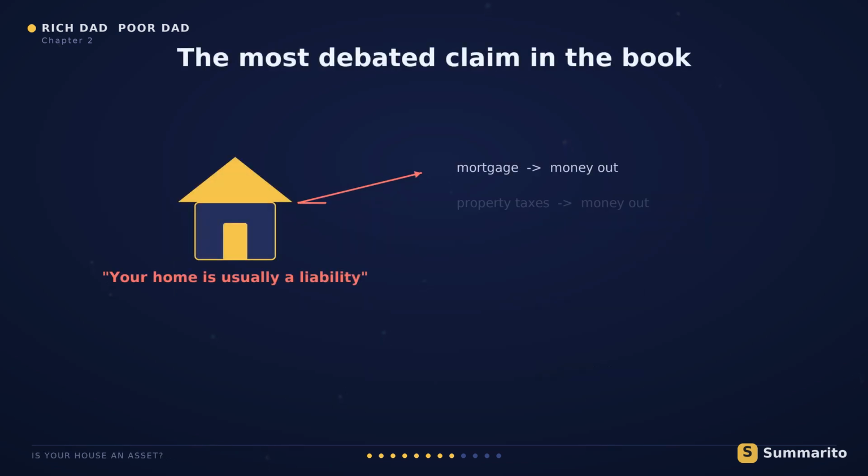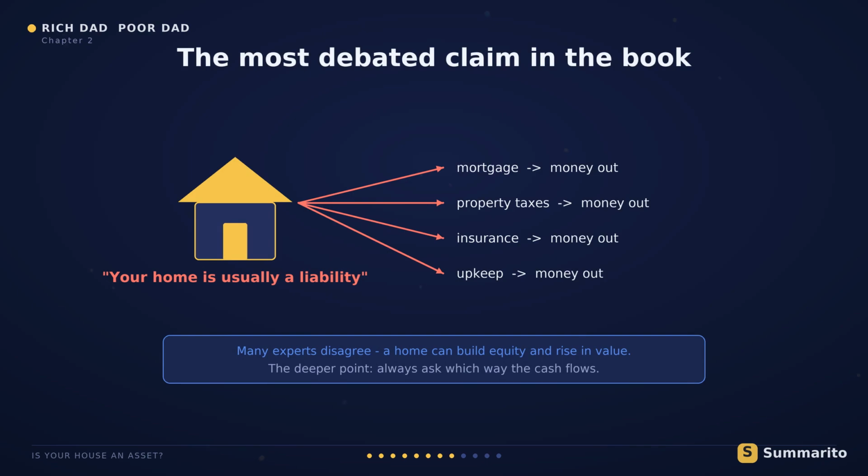This is where Rich Dad makes his most controversial claim. Your home, he argues, is usually a liability rather than an asset, because month after month it takes money out of your pocket through the mortgage, the taxes, insurance, and upkeep. It's worth saying that many financial experts push back on this, since a home can build equity and rise in value over time. But Rich Dad's deeper point still holds. Don't simply assume something is an asset. Ask which way the cash actually flows.